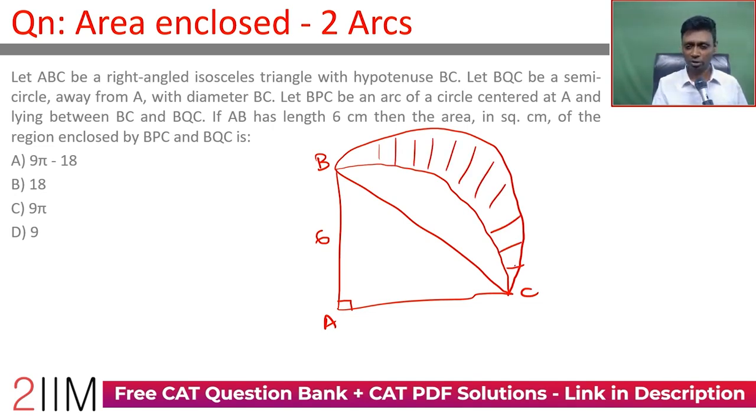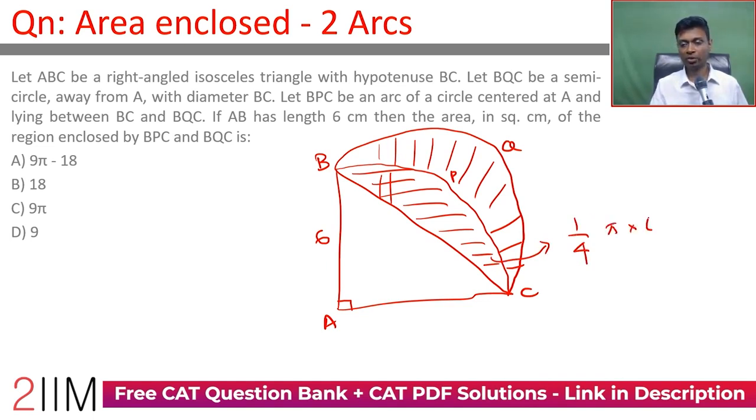How do we do this? This is Q, this is P. So we find the area of the semicircle BQC. From that, we subtract the area of this segment BPC. How do we find the area of this segment? This is 1/4, because it's a right angle, of pi into 6 square. So one quadrant of a circle of radius 6, minus half into 6 into 6.